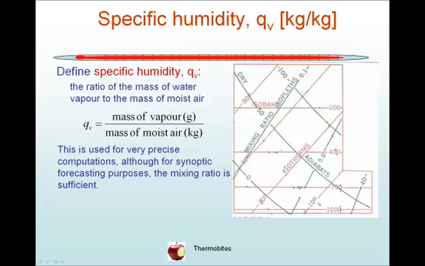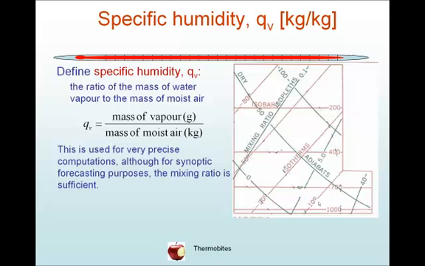We've already met the relative humidity, which is the ratio of the mass of vapour over the mass of dry air. We can now also define the specific humidity, which is the ratio of the mass of water vapour to the mass of moist air. And the mass of moist air is equal to the mass of the dry air plus the mass of the vapour. As a dimensionless number, that would be measured in kilograms per kilogram.